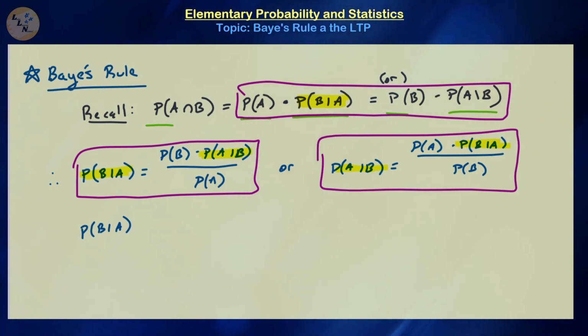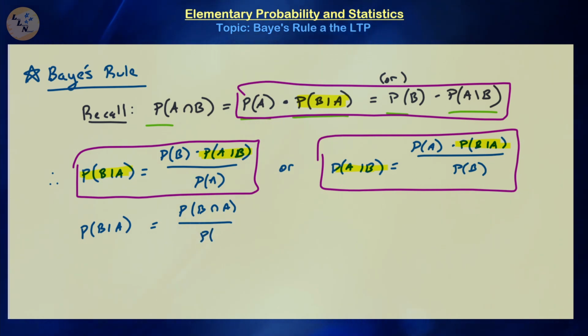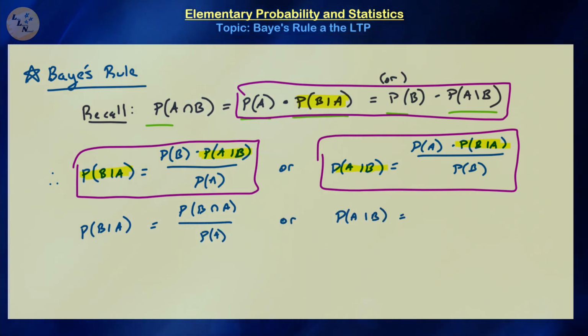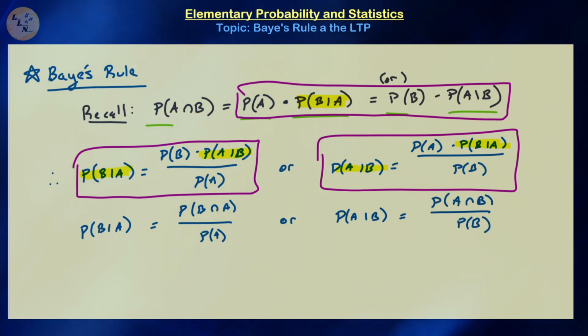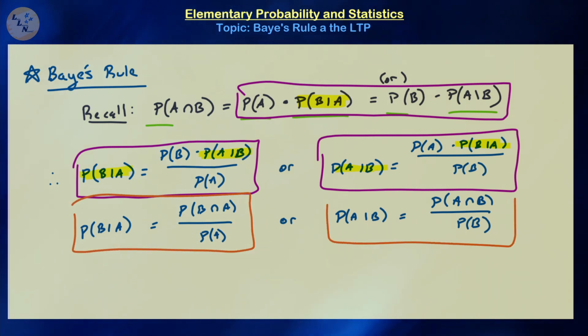So the probability of B given A is the same thing as the probability of B and A all over the probability of A. Or you could look at this other one as the probability of A given B is equal to the probability of A and B all over the probability of B. So these are also equivalent ways of finding the conditionals, but usually we do not know the probability of both happening simultaneously, which is where the aforementioned Bayes' rule usually comes into play.